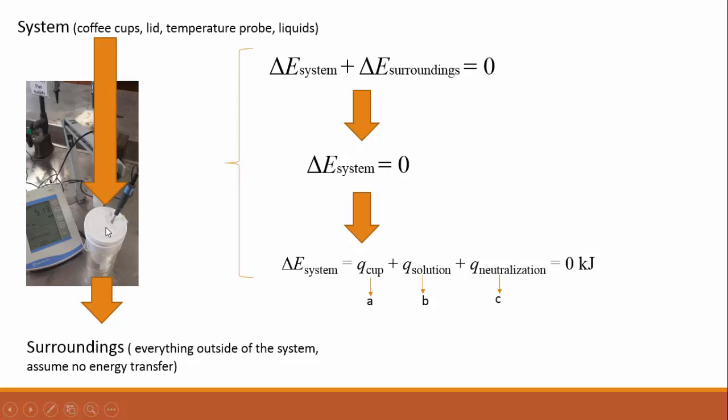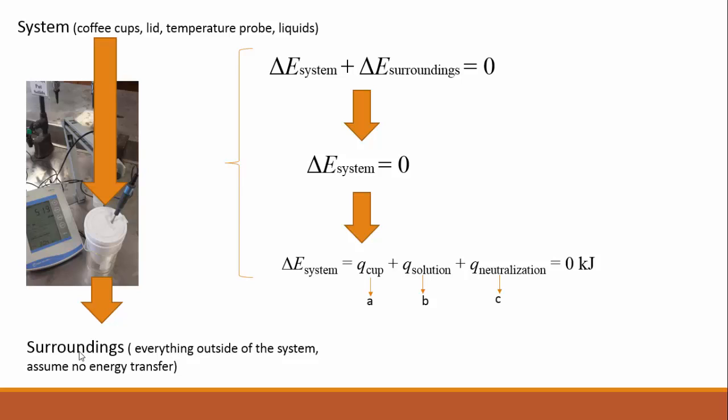So you had two styrofoam coffee cups. You had a lid. On top of that, you had a temperature probe to measure any temperature changes that took place. So the system up here, that is the coffee cups, the lid, the temperature probe, and the liquids. The liquids, of course, being your 1 molar sodium hydroxide and your 1 molar hydrochloric acid. And the surroundings that I've shown down here, that's everything outside of the system.